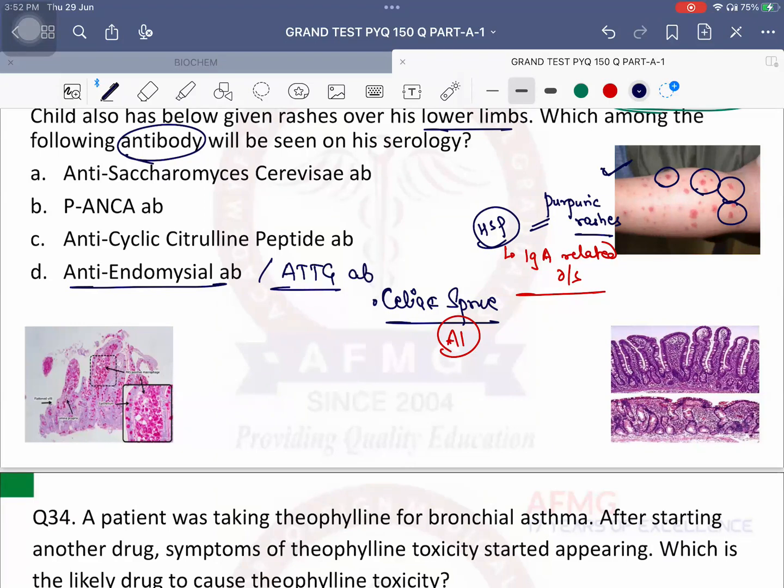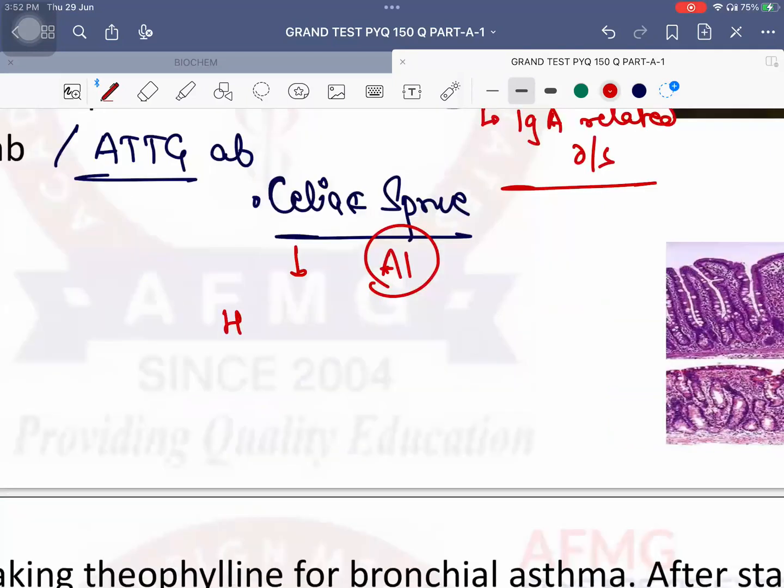So IgA anti-endomysial and anti-tissue transglutaminase antibodies are the two important antibodies seen in cases of celiac sprue. Important question, they have even asked that celiac sprue is associated with which HLA? It is associated with HLA DQ2 and DQ8. Please remember celiac sprue is associated with HLA DQ2 and DQ8.